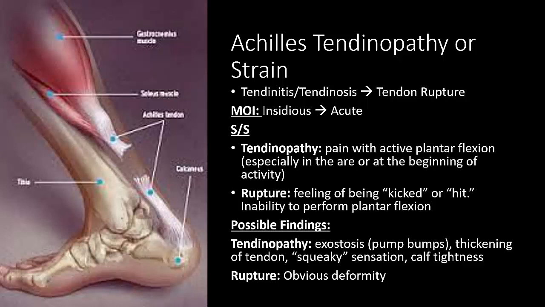When there is a rupture, there is most often a deformity that is obvious, and the calf will contract with the torn Achilles tendon. Treatment typically includes surgical intervention to reattach the torn Achilles tendon.